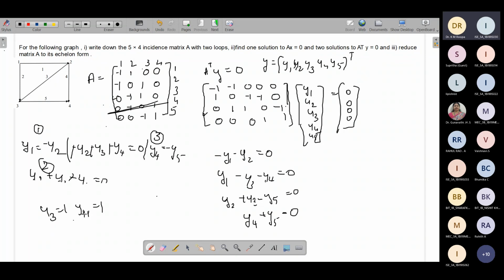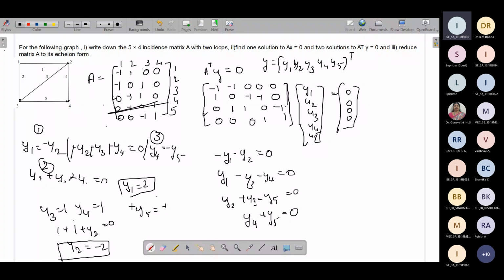So here I have chosen y3 and y4 as 1. Again, if you substitute these 2 values in this, 1 plus 1 plus y2 is equal to 0, you'll get y2 as minus 2. y1 is nothing but negative of minus 2. So y1 will be equal to 2. Then y5 will be equal to negative of y4, which is minus 1. So one more solution we get is y equal to: y1 is 2, y2 is minus 2, y3 is 1, y4 is 1, and y5 is minus 1. So this is one more solution.